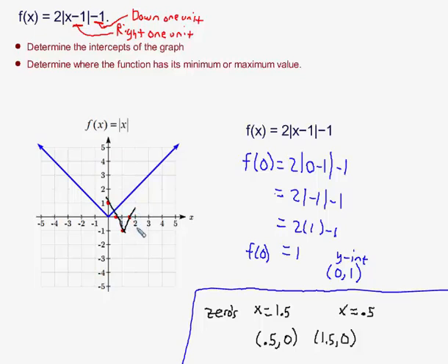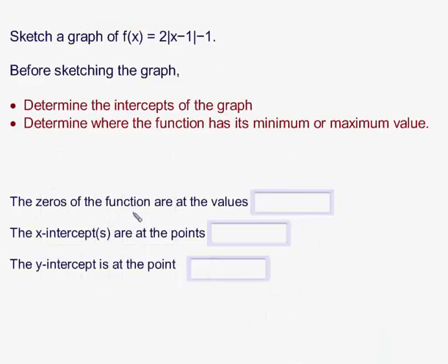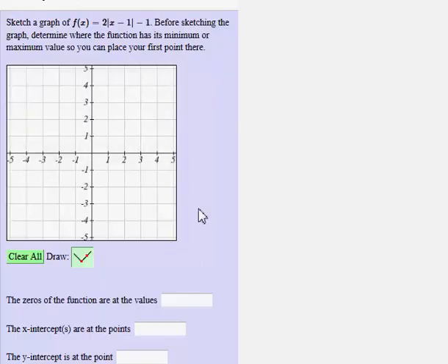But since I'm getting this question from Math AS, let me switch over and type in the zeros of the function, the x-intercepts, and the y-intercept. So here's the question in Math AS. I found the zeros of the function to be 0.5 and 1.5. I'm listing them in numerical order, separated by a comma. Listing these zeros as x-intercepts, as points, that was (0.5, 0) and (1.5, 0), listing them again with a comma in between. The y-intercept was the point (0, 1).